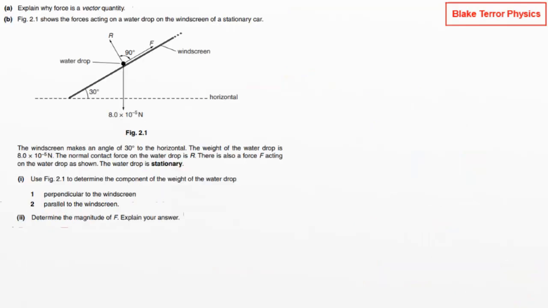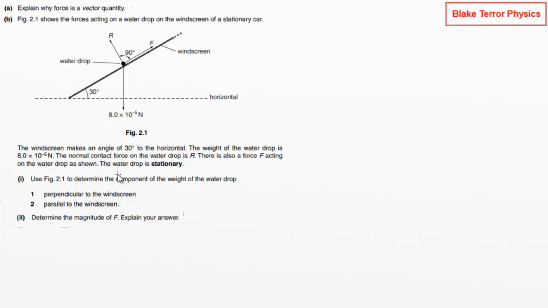Let's crack on. Explain why force is a vector quantity. Well, a vector has both magnitude and direction. So that's the 1 mark you get for putting that in. Figure 2.1 shows the forces acting on the water drop on the windscreen of a stationary car. Okay. Got an angle of 30 degrees to the horizontal. They've got that in the picture. The weight of the water drop is that. They've given us that as well. So there's nothing in the text that isn't in the picture.